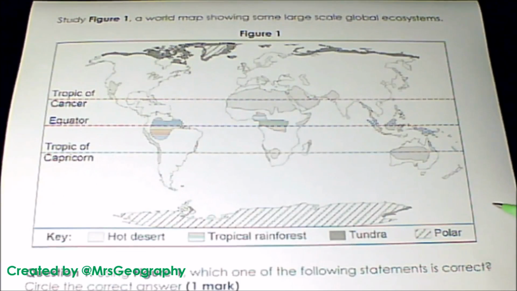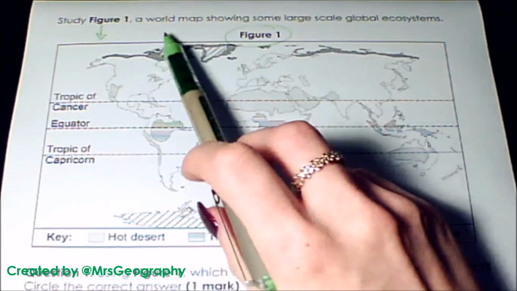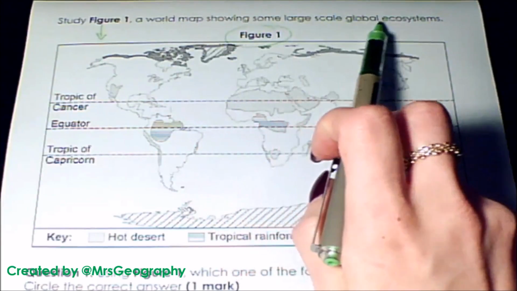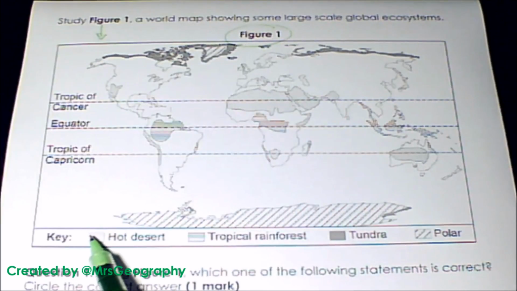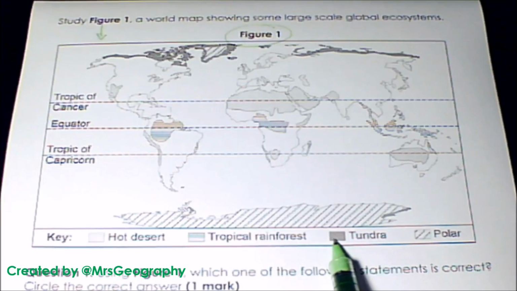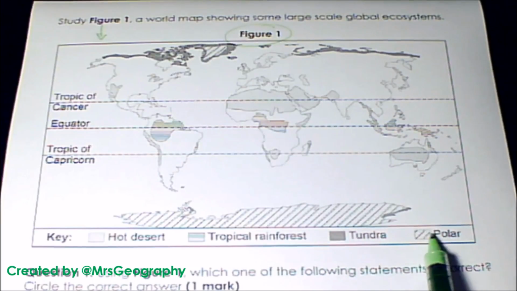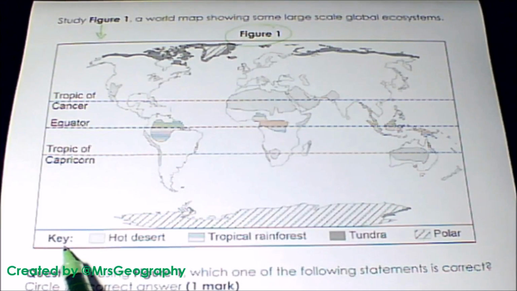When we open our paper, the first thing we see is not actually a question, it's a figure. So we've got to study figure 1. Figure 1 is below, as it says figure 1 here. It's a world map showing some large-scale global ecosystems. So if we have a look at the key, we know that hot deserts is kind of like this greyish colour. Tropical rainforest is more of these straight lines. Tundra is obviously your darker shaded areas, and polar is your kind of diagonal lines. Always use the key provided, okay?